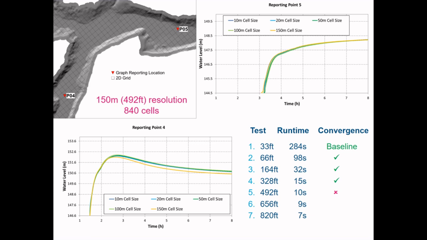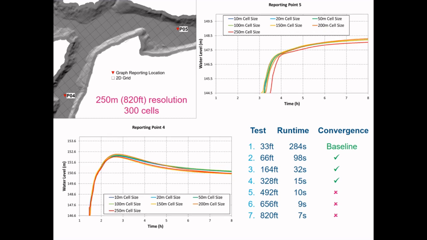Moving on to the 150 metre case. Here you can see there are significantly fewer cells. There are only 840 cells in this model. They're quite coarse relative to the valley, and that coarseness is resulting in a poor result at reporting location number 4. You can see that we're not picking up the peak water level, and the receding limb is lower than all the preceding simulations. And as you'd expect, as you move coarser and coarser, the results get worse and worse.